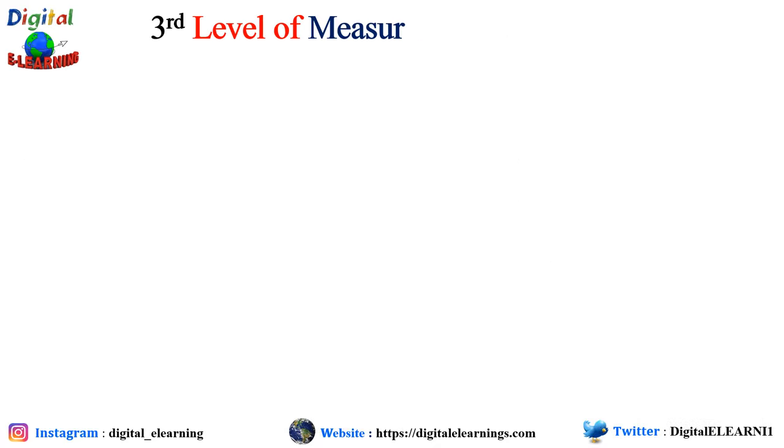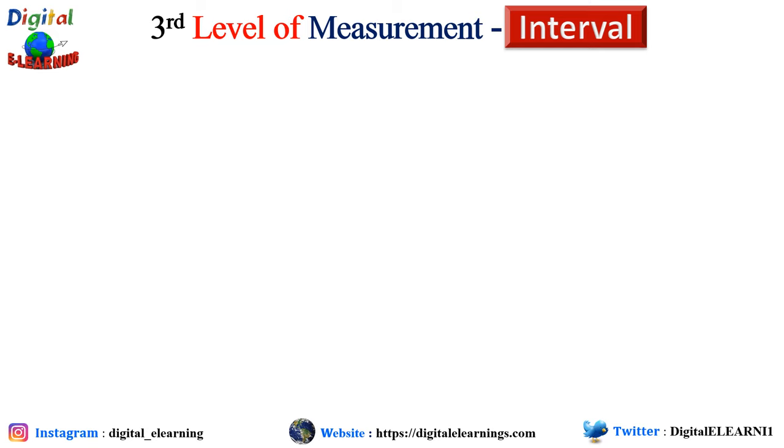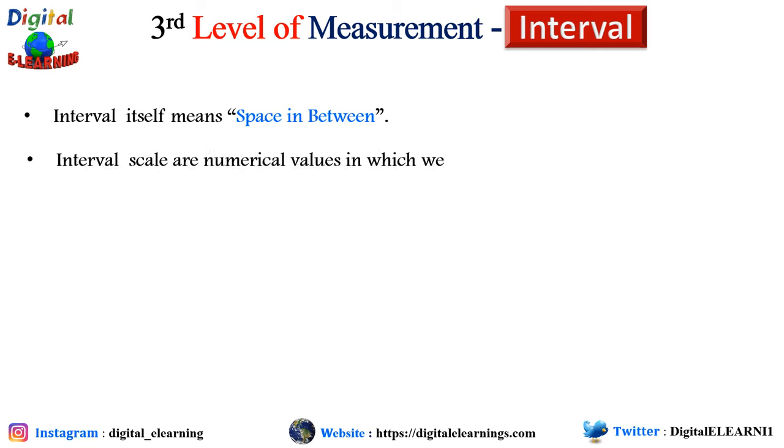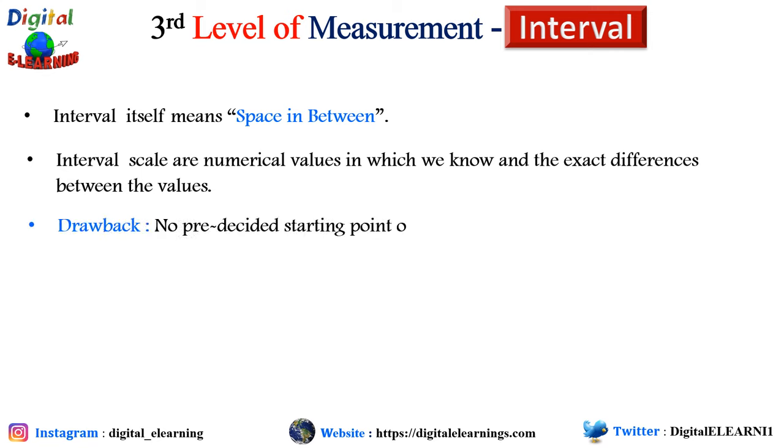The third level of measurement is the interval scale. Interval in itself means a space in between, which is an important thing to remember. Interval scales do not only tell us about the order, but also about the values between each item. So interval scale contains all the properties of ordinal scale, in addition to which it offers a calculation of the difference between the particular values. Interval scales are numerical scales, in which we both know the order and the exact difference between the values. But the only drawback is that there is no predefined starting point or true zero value.